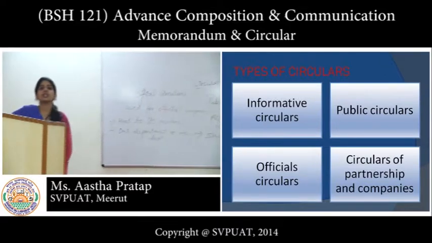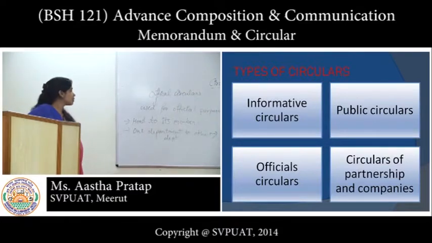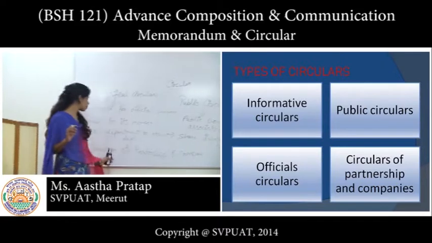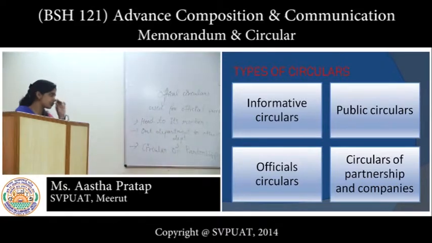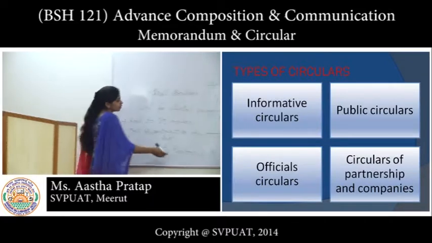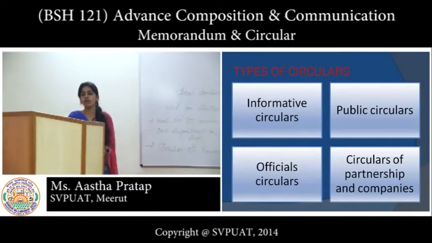Then the next type of circular is the circular for partnerships and companies. This type of circular is limited, meant just for a specific company or specific persons. This type is used where we need to share information or circulate a circular to our partners and to our company. It is also an informational circular, which is also a business circular, used in partnerships and companies to give them important orders.